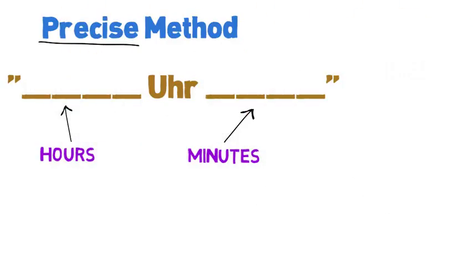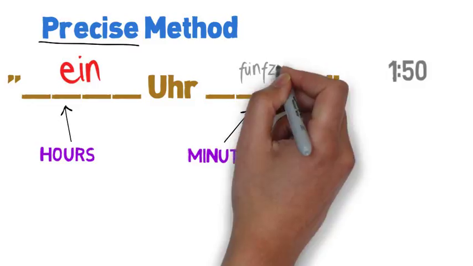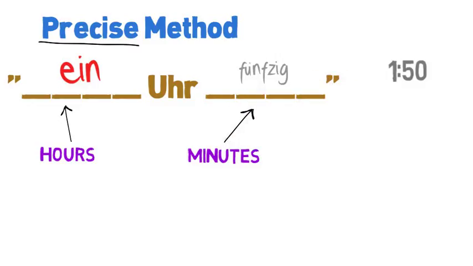There's one exception to be aware of. The 1 o'clock hour will be ein Uhr something, not eins Uhr something as you might expect. The ein loses its S, so 1:50 becomes ein Uhr fünfzig, not eins Uhr fünfzig. Also, notice that this method is very precise. It allows you to tell the exact time because you can say exactly the hours and minutes.